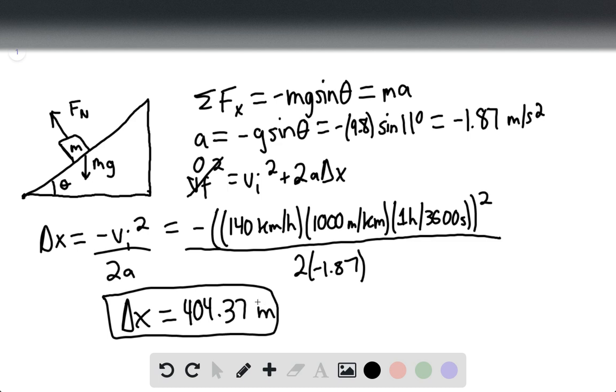You might want to increase the angle of theta in order to obtain a higher deceleration. However, again, you don't want to make it too rough on the driver that is inside the truck. So the balance between a greater deceleration and a ramp length must be considered. But again, the final answer, 404.37 meters. That's our final answer.